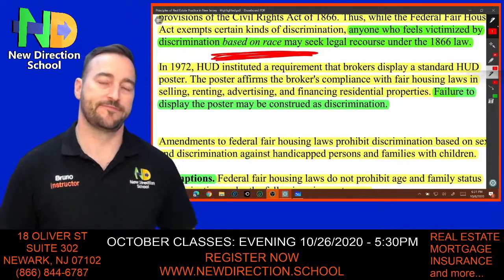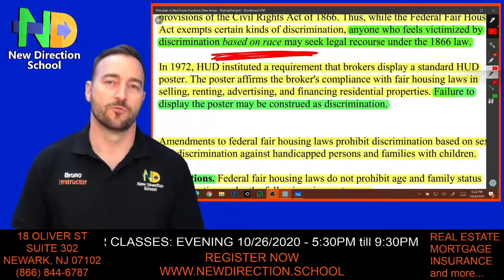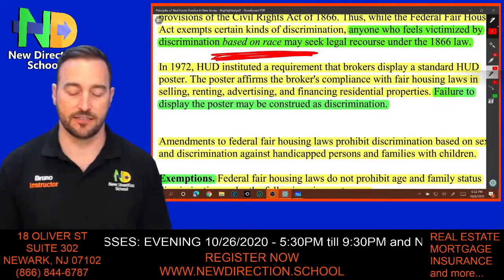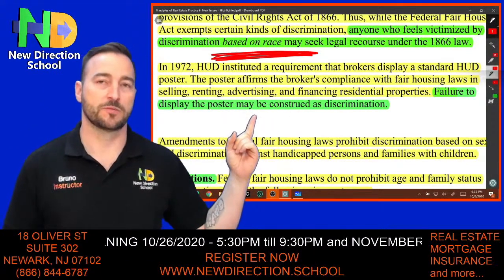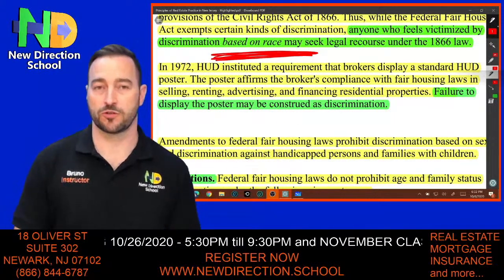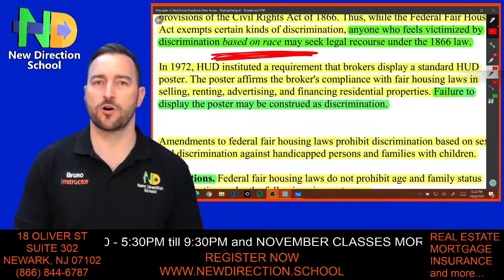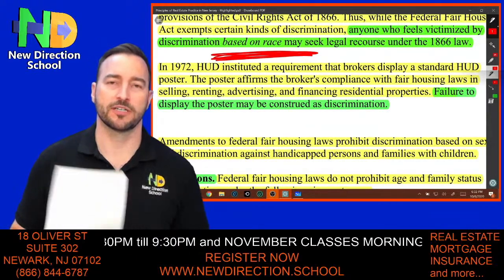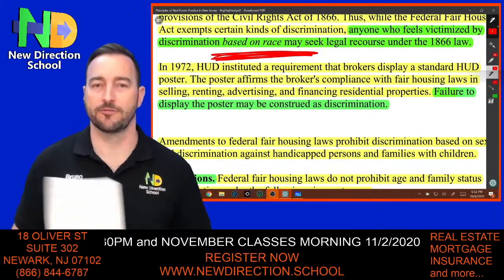The poster affirms that the broker complies with fair housing laws in selling, renting, advertising, and financing residential properties. Failure to display this poster may be construed as discrimination. Now, I don't know about you, but I could walk around with this book and say, hey, I know the law, right? The whole real estate book. I can walk around with this, right?